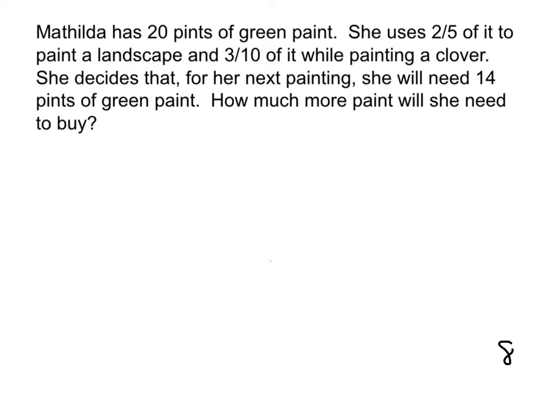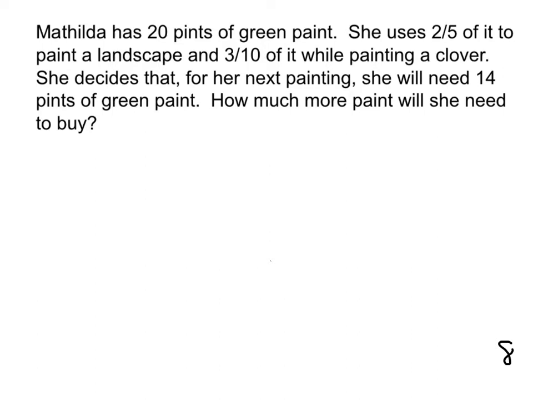Matilda had 20 pints of green paint. She uses 2/5 of it to paint a landscape and 3/10 of it while painting a clover. She decides that for her next painting she will need 14 pints of green paint. How much more paint will she need to buy?